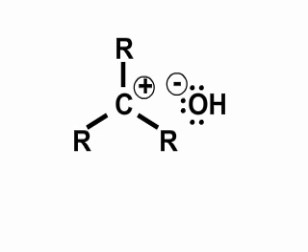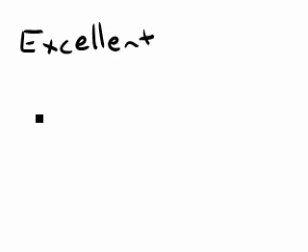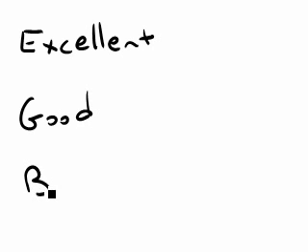There are some exceptions that you will see where hydroxide can function as a leaving group, but for the most part, as you begin learning reactions, you will not see hydroxide functioning as a leaving group. Not in substitution reactions and not in elimination reactions. So overall what we've seen is that we have three kinds of leaving groups. We have excellent leaving groups, we have good leaving groups, and we have bad leaving groups.